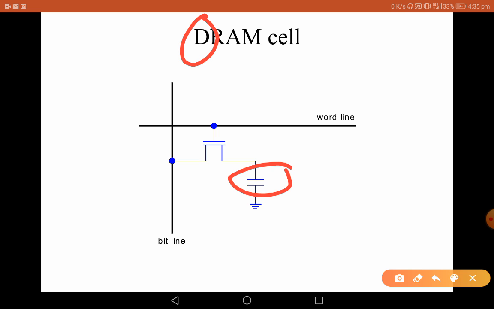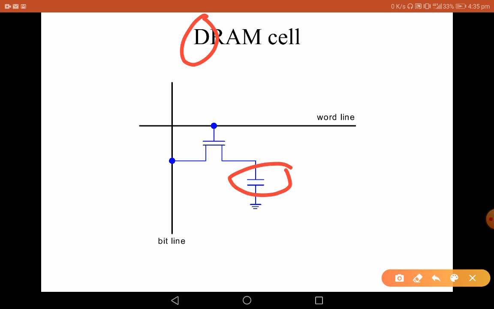Why is the capacitor used? Because capacitors can store charge, although only for some time. Why? Because it will be drained off easily. So we can store charge in a capacitor, but it has to be refreshed continuously. So it's called dynamic RAM.